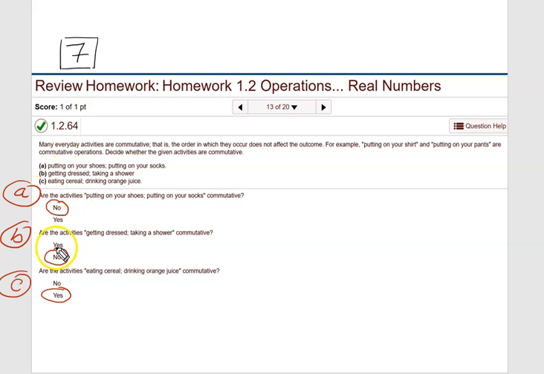All right. Now for this next one, again, getting dressed and taking a shower. You can take a shower first and get dressed, but you can't get dressed and take a shower. Get all wet. All right. And then this last one, eating cereal. Yeah, you can do that first. Drinking orange juice and then drinking orange juice and cereal. Yes. So something like this. And again, it illustrates that some of these rules in life apply to mathematics.